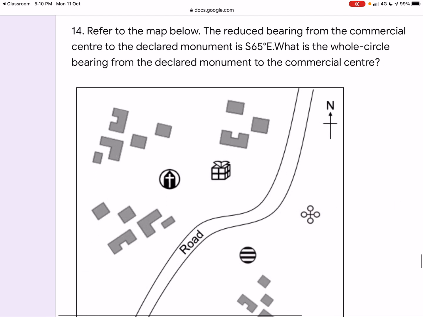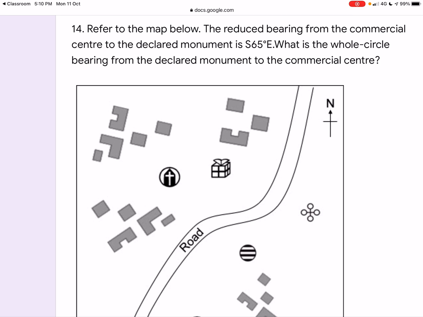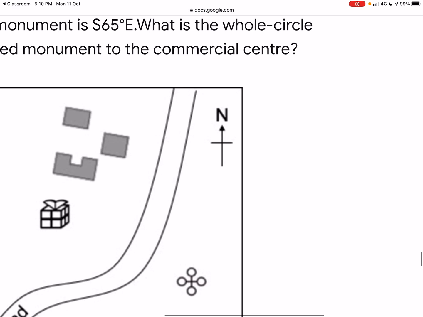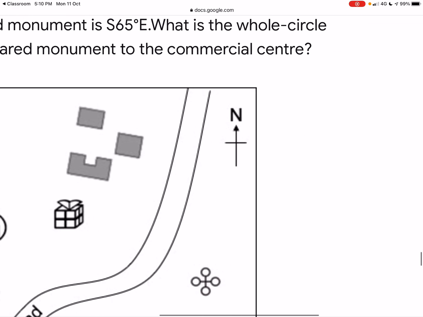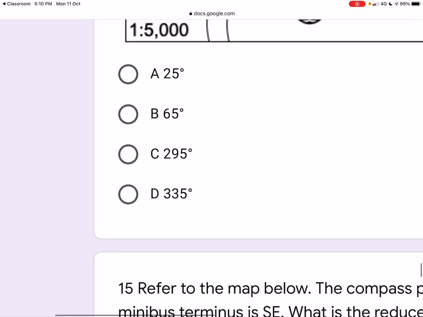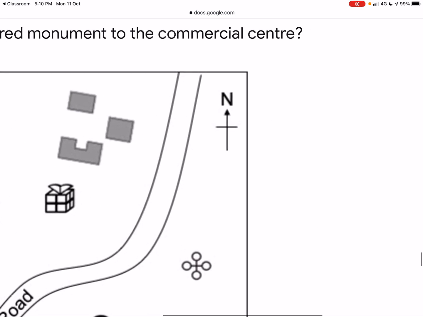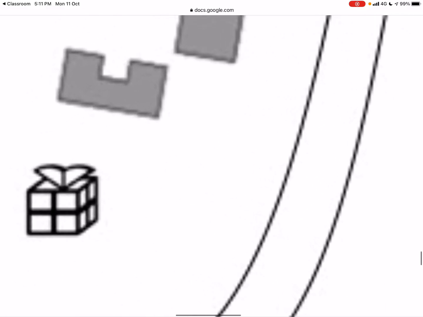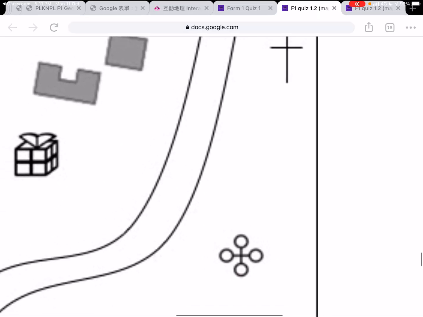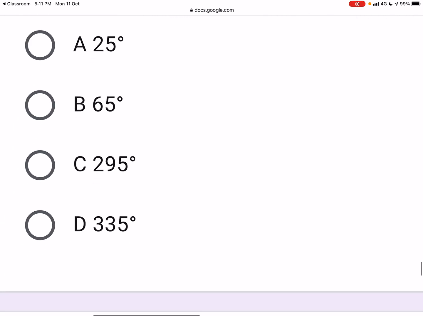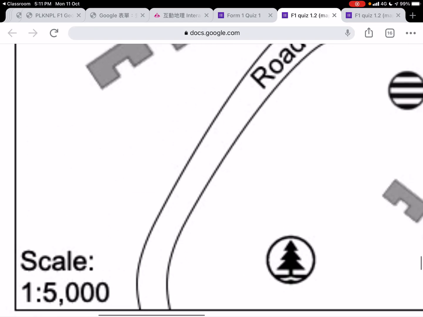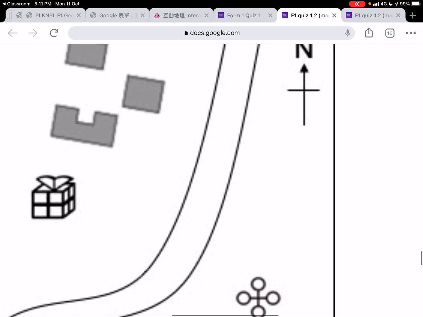Reduced bearing from the commercial center to the declared monument is south 65 east, okay? How about the whole circle bearing from the declared monument to the commercial center, which is like this? What is the whole circle bearing? So accordingly, it should be this direction. You can see this one is the declared monument, meanwhile this one is the commercial center. So accordingly, you're going to find the direction like this. It should be 295, okay?